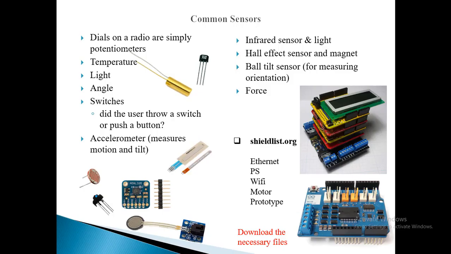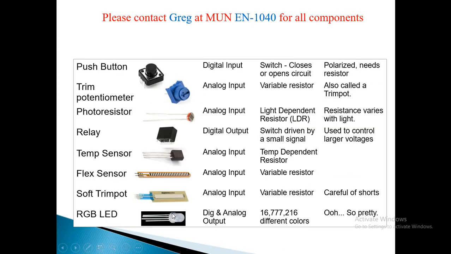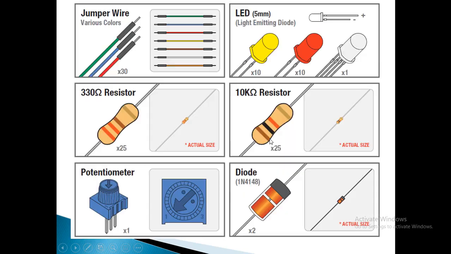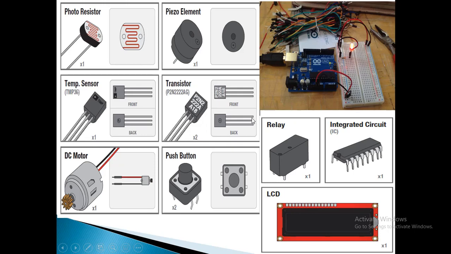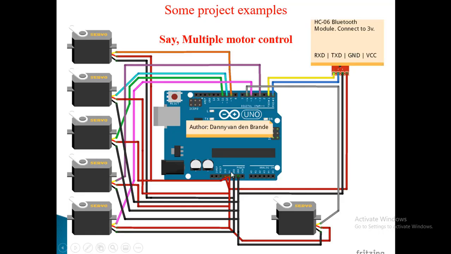All right, and those are the other electronic components. You know all about that. All components are available in our laboratory, and it is located on the ground floor, room EN1040. This is our electrical and electronic laboratory. Then ask Greg, and he will provide you all components. Those are the other electronic components you are familiar with, like photo resistor, piezoelectric, temperature sensor, DC motor, push button, relay, LCD screen. So you know all about that.